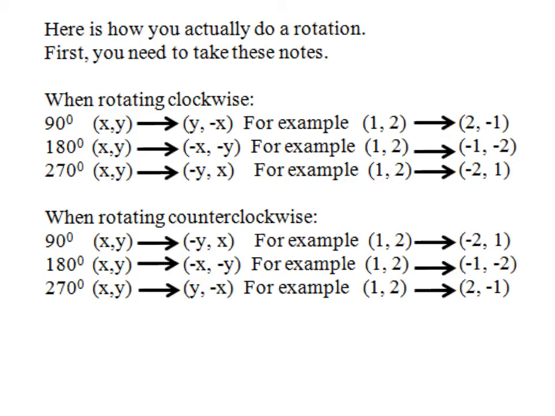180 degrees, xy, just like in the previous one, we just change the sign: negative x, negative y. So 1, 2 becomes negative 1, negative 2. Finally, 270 degrees, xy, we swap the order, y, and make the x negative. So it would be y, negative x. So 1, 2 becomes 2, negative 1.